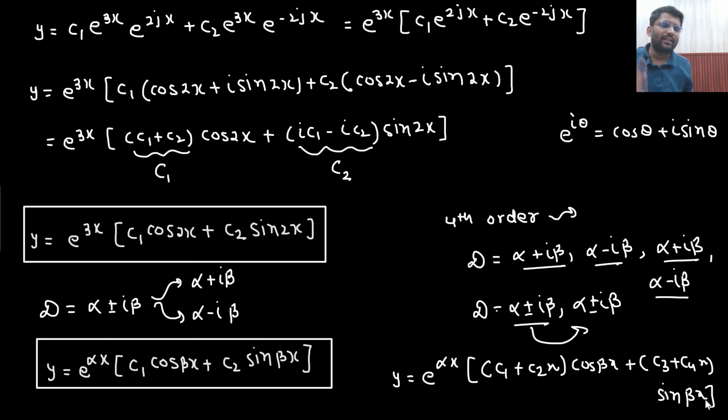Say yes or no? Sir, it is a fourth order differential equation. That means there will be four constants: C1, C2, C3, C4. Yes, I am getting four constants. If the answer was only alpha plus minus iota beta, then the answer would have been e to the power alpha x, C1 cos beta x plus C2 sin beta x. But since it is repeated, in place of C1 I will write C1 plus C2x, and in place of C2, I will write C3 plus C4x. So there you go, this would have been the answer.